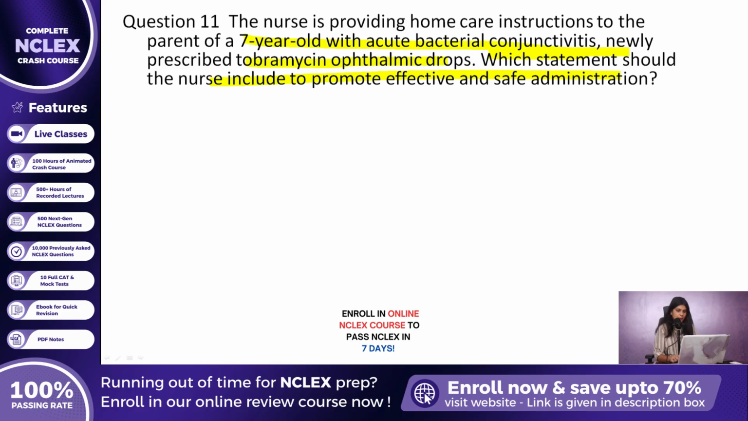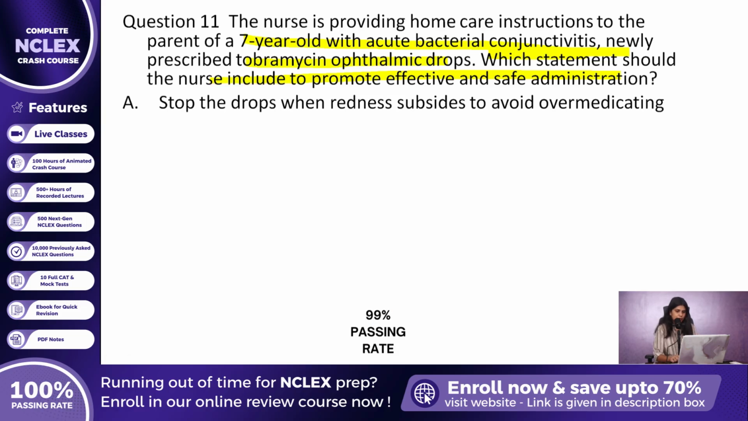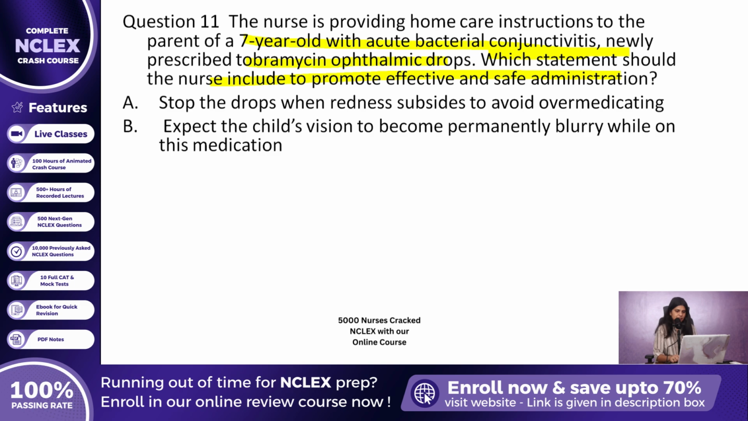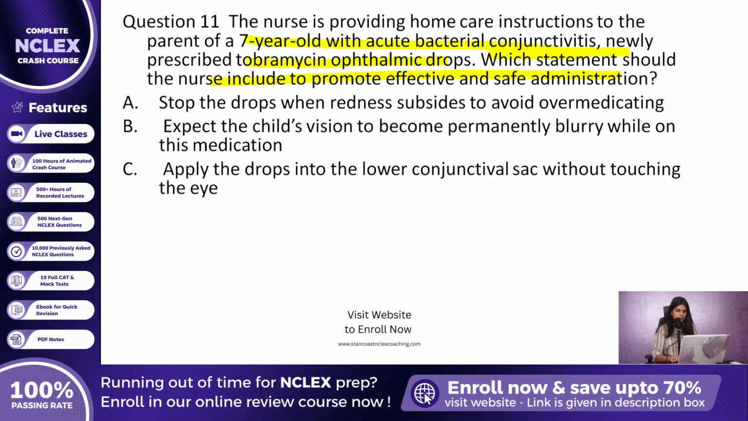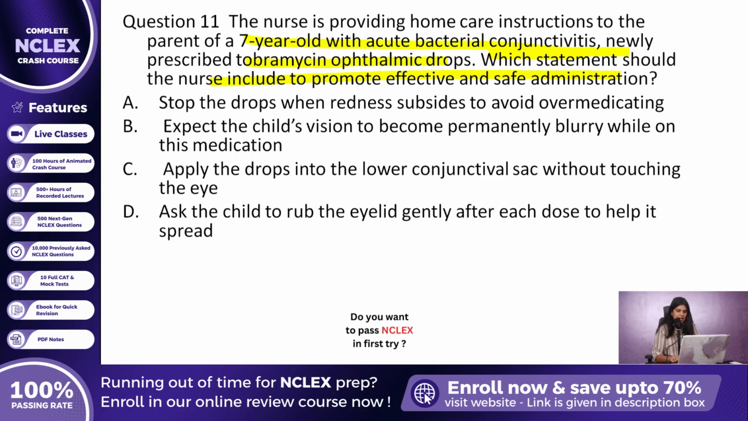nursing practice. Option A, stop the drops when redness subsides to avoid over-medicating. Option B, expect the child's vision to become permanently blurry while on this medication. Option C, apply the drops into the lower conjunctival sac without touching the eye. Option D, ask the child to rub the eyelid gently after each dose to help it spread. The correct answer is option C. Apply the drops into the lower conjunctival sac without touching the eye.